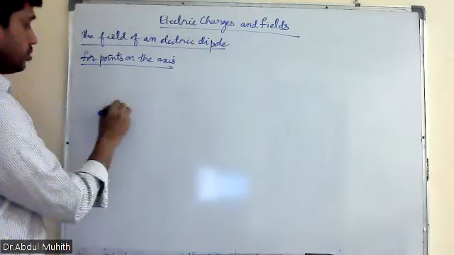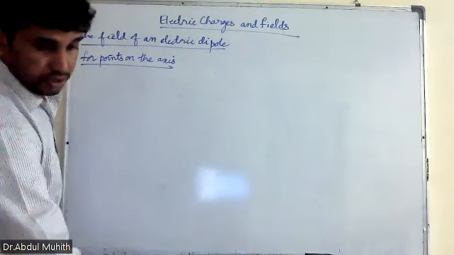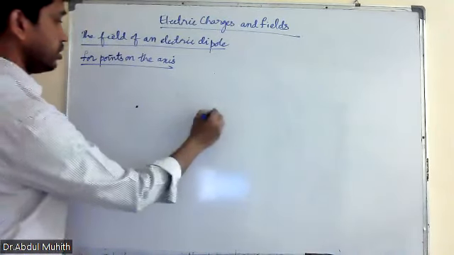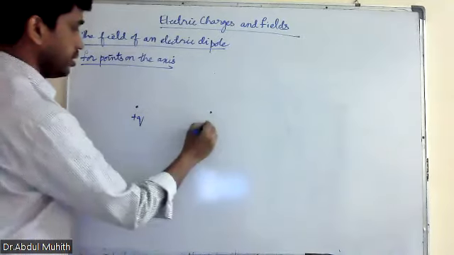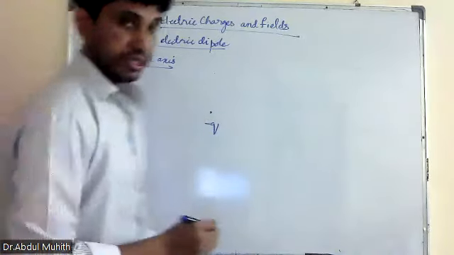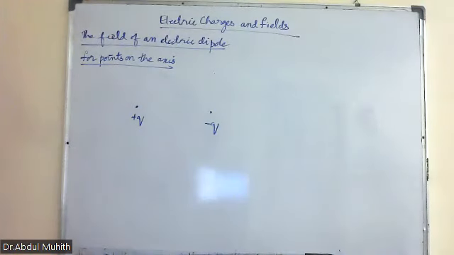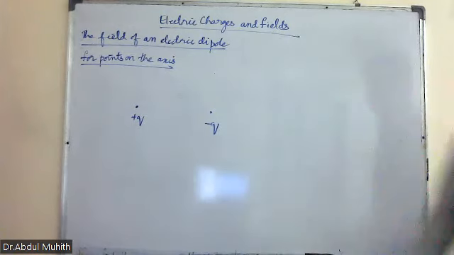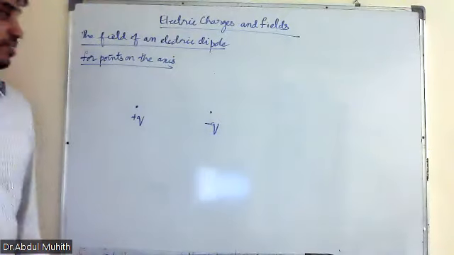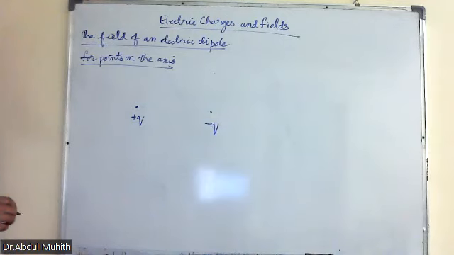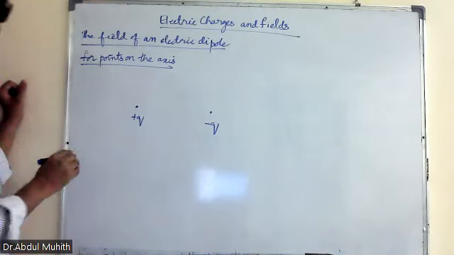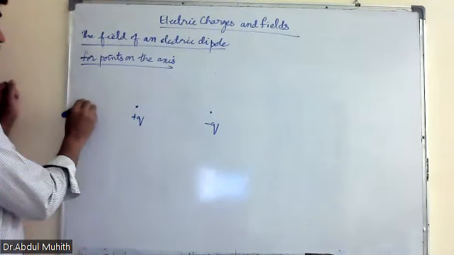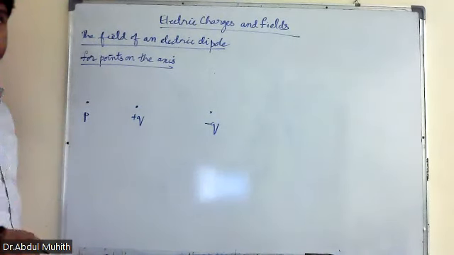So what happens here? Suppose there is a positive charge here. This is a negative charge. This is a dipole, plus q and minus q. So plus q and minus q, and at point P, I want to find out the electric field due to the dipole.